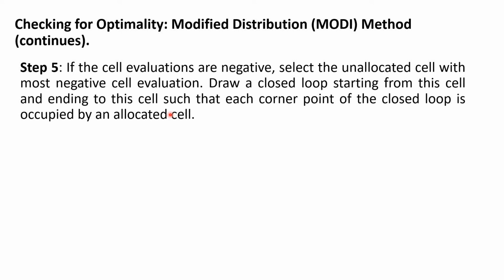Right? So if there is a leaving variable, then we should find out which variable should leave, and for that reason we will look for a closed loop. Always remember, closed loops are drawn to identify the leaving variable, right? And if we want to increase the number of allocated cells, then we should not look for a closed loop. This will be much easier for you to understand and comprehend once we take an example.